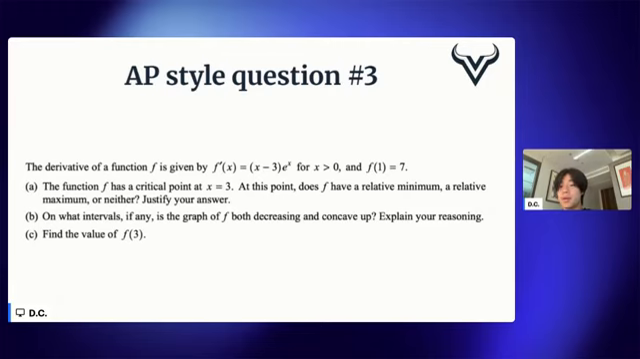And then here it is pretty long. The derivative of a function f is given by f prime of x equals x minus 3 times e to the x for all x bigger than 0. And then f of 1 is 7. The function f has a critical point at x equals 3. A: At this point, does f have a relative minimum, a relative maximum, or neither? B: On what interval, if any, is the graph of f both decreasing and concave up? Explain your reasoning. And then the last one is C: find the value of f of 3.